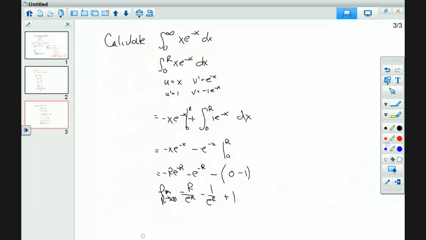How do I deal with that? Which one approaches infinity faster, the top or the bottom? Okay, plug it in. What do we get? Infinity over infinity, right? But which one approaches it faster? Infinity over infinity is an indeterminate form.